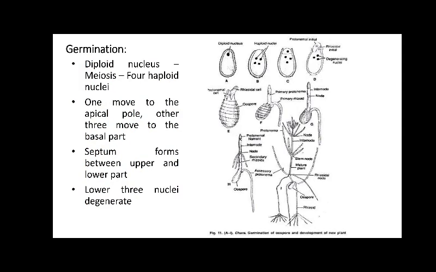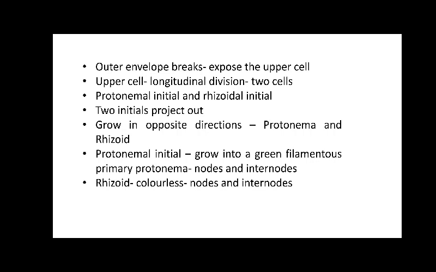for some times. And when a favorable season comes, the diploid nucleus undergo meiosis to form 4 haploid nuclei. One moves to the apical pole and other 3 moves to the basal pole, and septum forms between the upper and the lower portion. Lower 3 nuclei degenerate. ഔട്ടർ എൻവലപ്പ് ബ്രേക്സ്, നമ്മൾ പറഞ്ഞു അല്ലേ സ്ക്ലപ്ചറിങ് ഒക്കെ ഉണ്ട്, നല്ല തിക്കൻഡ് ആയിട്ടുള്ള ഔട്ടർ വാൾ ഡെവലപ്പ് ചെയ്യും. ആൻഡ് ദി ബ്രേക്സ് എക്സ്പോസ് ദി അപ്പർ സെൽ. അപ്പർ ഉള്ളി സിംഗിൾ സെൽ മാത്രമേ അവിടെ ഉള്ളൂ, ഹാപ്ലോയിഡ് ആണ്.